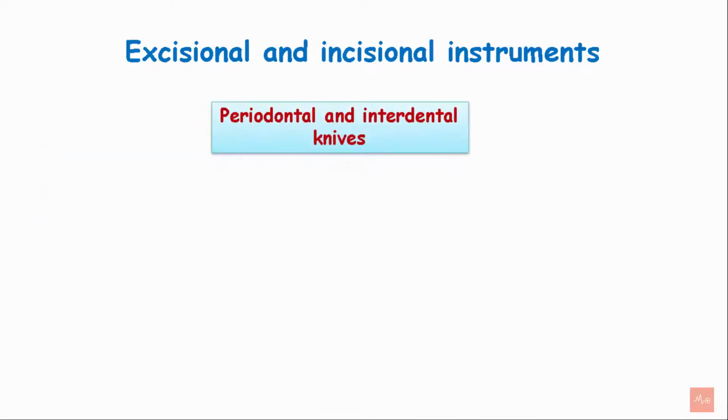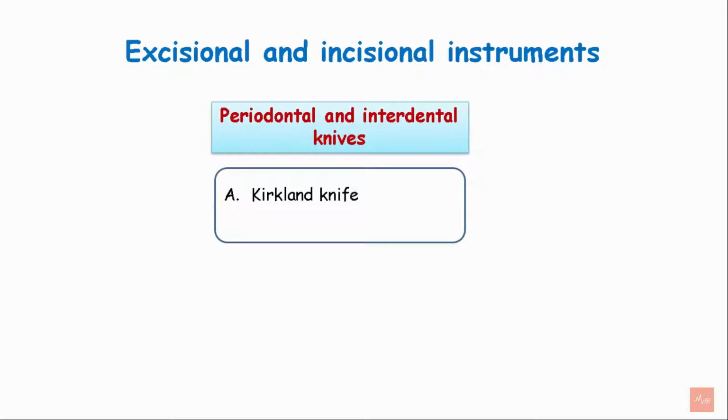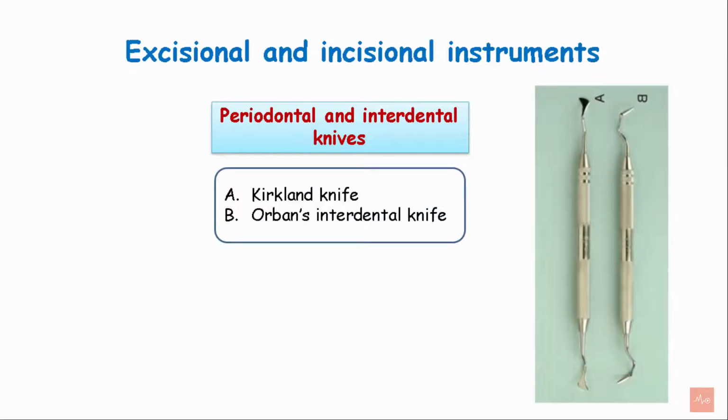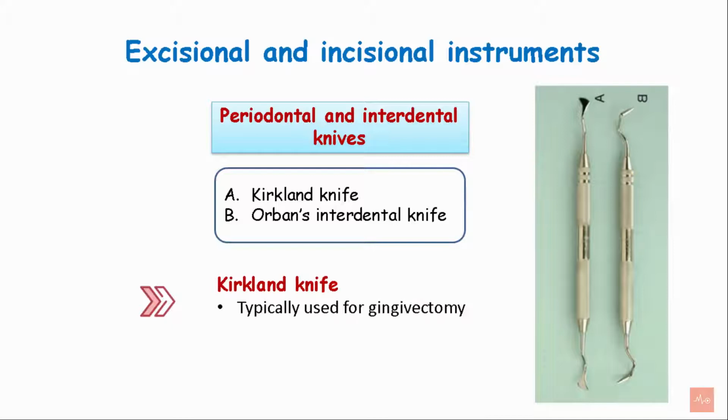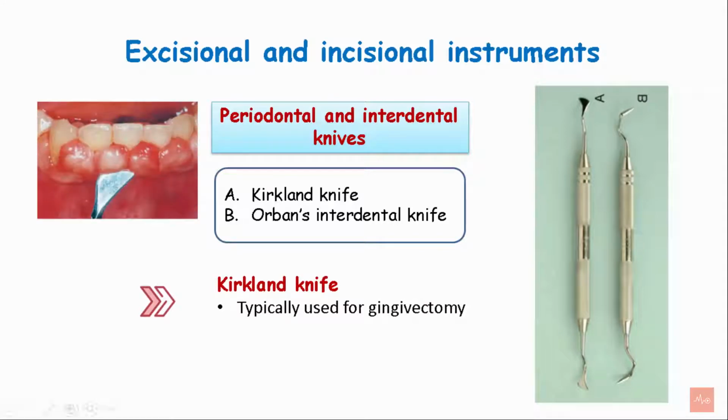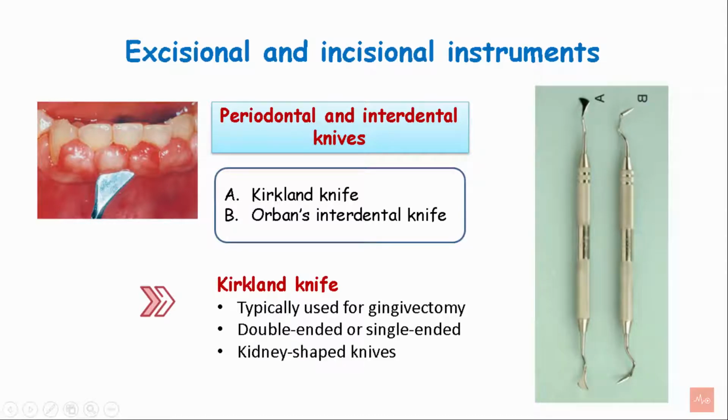Periodontal and interdental knives are mainly the Kirkland knives and the Auburn's interdental knife. The image A represents the Kirkland knife, whereas the image B represents the Auburn's knife. Kirkland knife is typically used for gingivectomy procedures. In this image, you can see that the Kirkland knife is used to excise the gingival overgrowth. It can be a double-ended or single-ended instrument. It is kidney-shaped and has an entire periphery as its cutting edge.